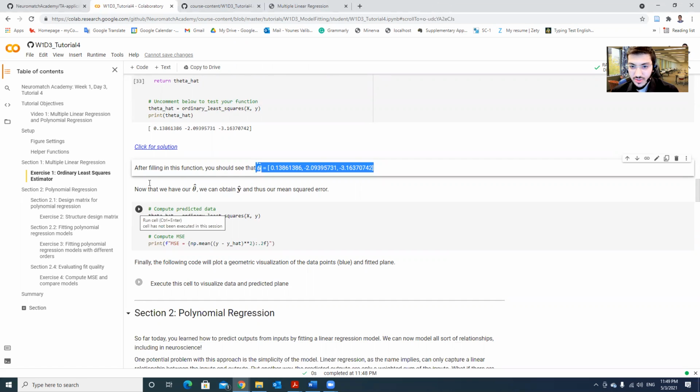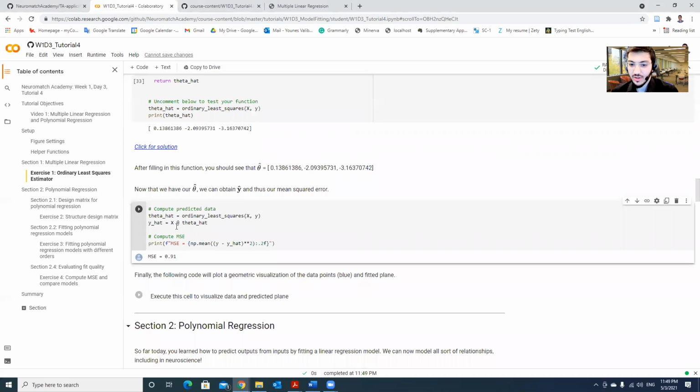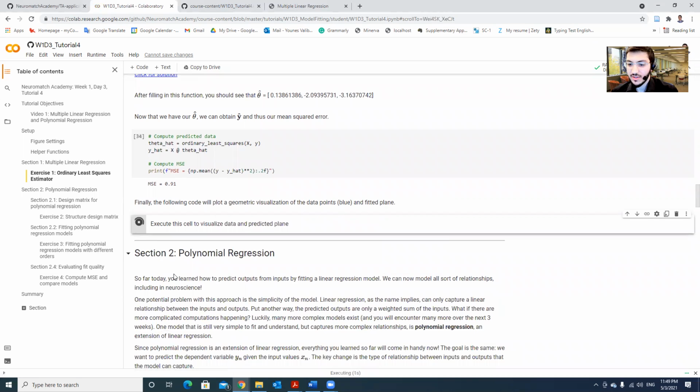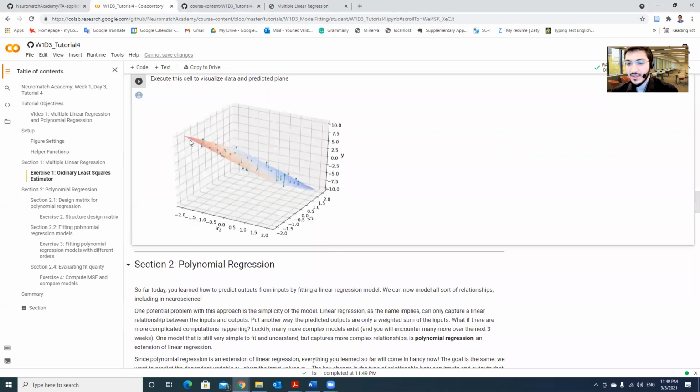So we are using this function to find the answer for this data set we are given right here, and then find the mean square error. And the mean square error here is 0.9. So it's pretty accurate. And when we represent the data, you can see this plane is fitted to our data, and it's pretty close to the data set. And so the difference between each data entry is pretty small, and they are really close to the data.